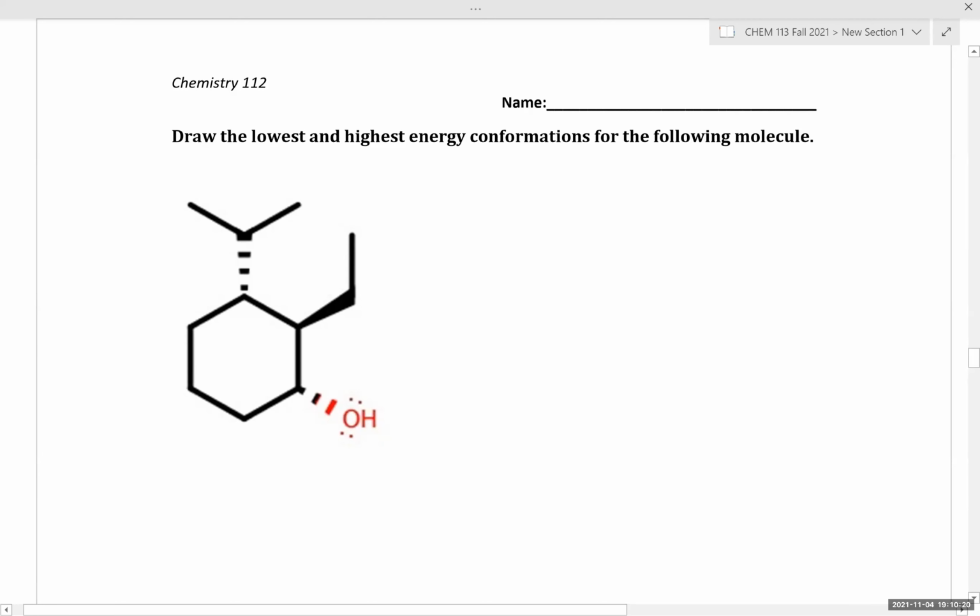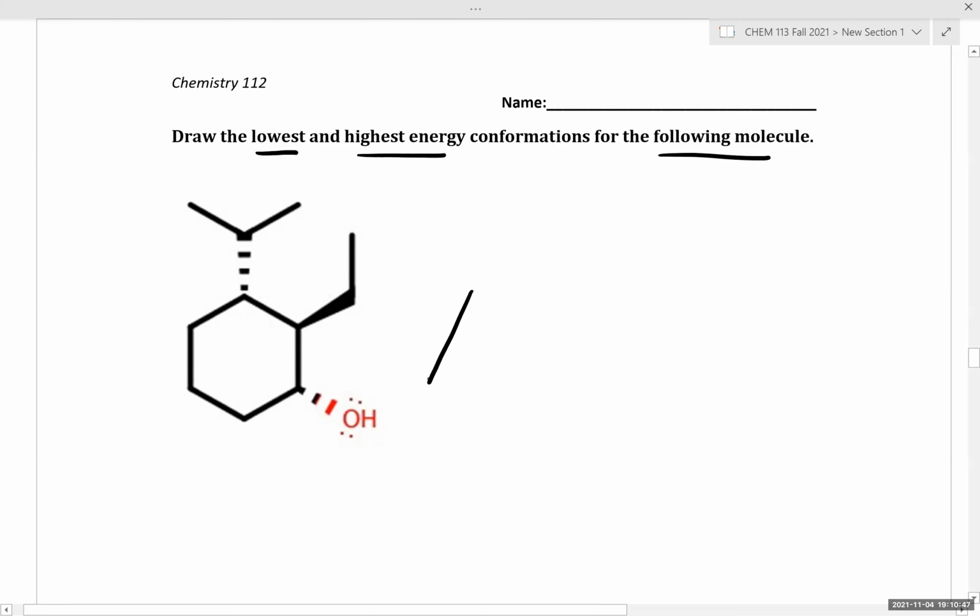Sure. So let's take a look at this example, and you'll see what I'm talking about in terms of qualitative estimation. A common question is you'll be given a structure and asked to draw the lowest and highest energy conformation for the following molecule. So we're given this structure and we're asked to convert this dash wedge notation into a chair conformation.